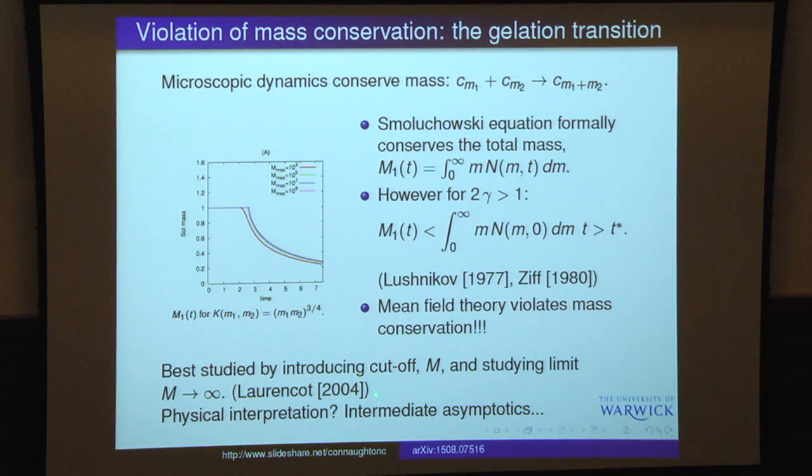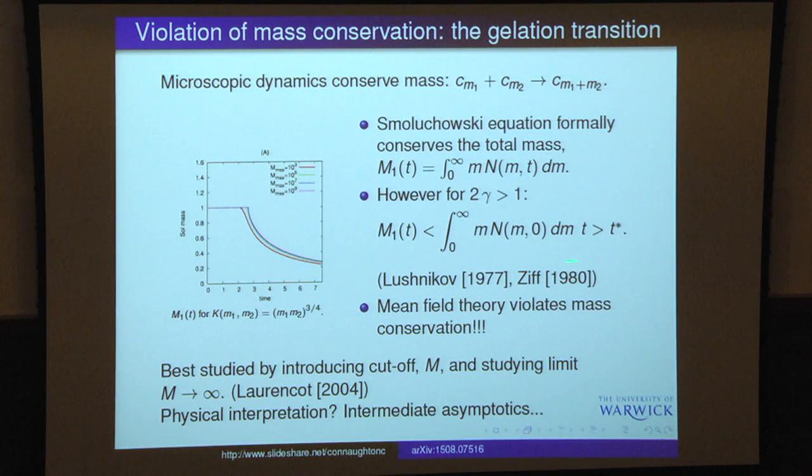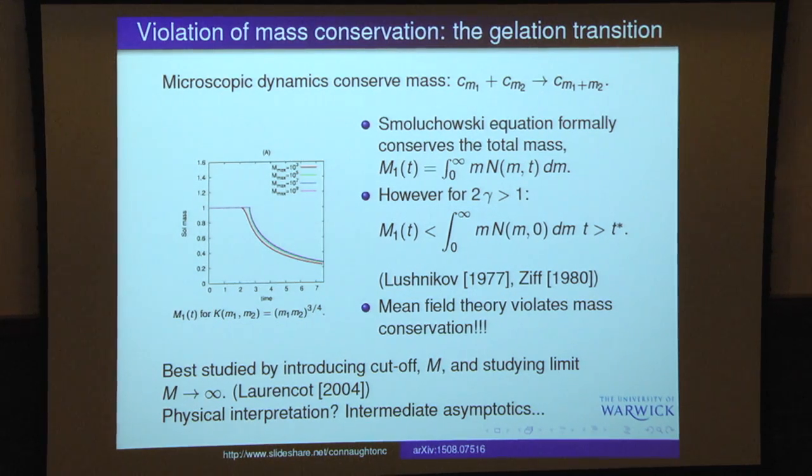To understand how this violation of mass conservation comes about, it makes a lot more sense to first introduce this mass cutoff M. So you essentially regularize everything. The point about what happens here is that at this time T star, the second moment of the size distribution diverges.